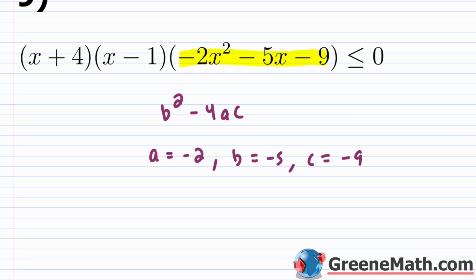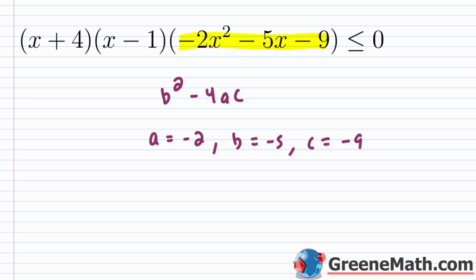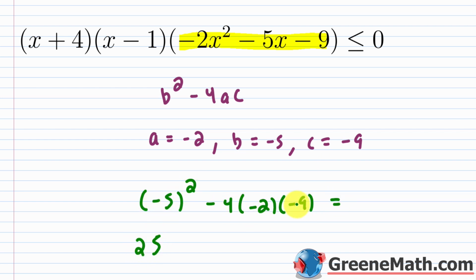So what is b squared? Well, b is negative 5. Let me actually just write all this out so nobody is lost. So this would be negative 5, and you want to wrap that. That's going to be squared. Then minus 4 times a is negative 2, and then times c is negative 9. So this would be what? Negative 5 squared is 25. And then this, I know it would be negative because you have negative, negative, negative. So 4 times 2 is 8. 8 times 9 is 72. So 25 minus 72, that's going to be negative 47.